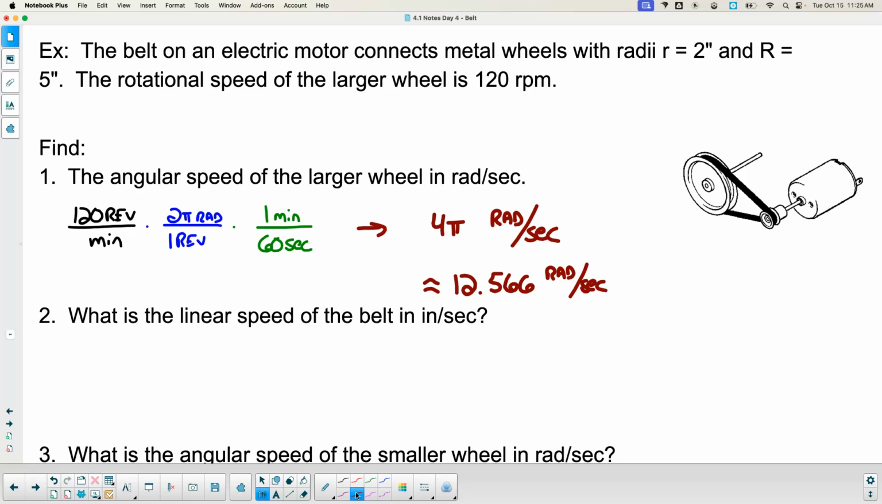We have nothing to do with radii yet, because we had said that the rotational speed of the larger wheel is 120, and it's asking us for the angular speed of the larger wheel. We'll get to radii here momentarily.